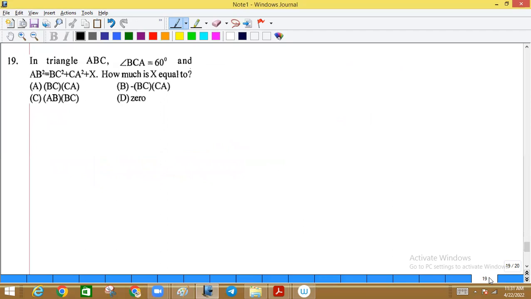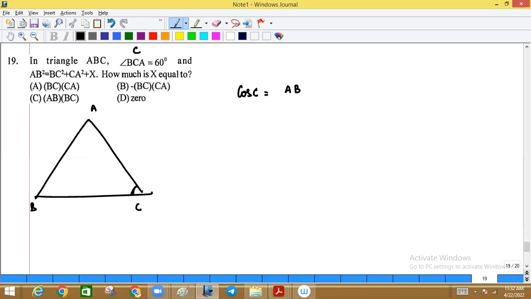In triangle ABC, angle BCA is equals to which means angle C is equals to 60. See, in a triangle ABC, there is a rule called Cos Rule. Cos C is equals to, the adjacent sides are what? Adjacent sides are AC square and BC square. Opposite side is AB square. By 2 into adjacent sides, AC into BC.